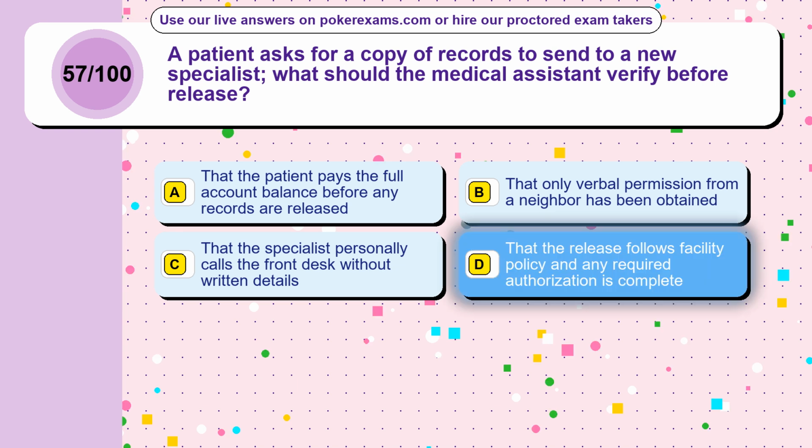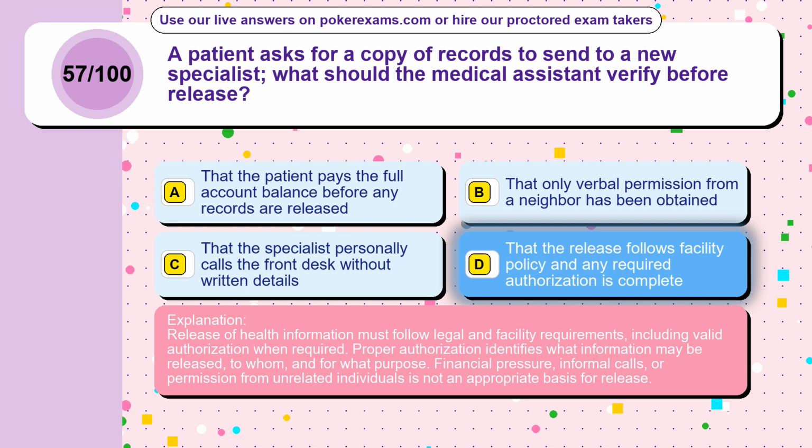The correct answer is option D. That the release follows facility policy and any required authorization is complete. Release of health information must follow legal and facility requirements, including valid authorization when required. Proper authorization identifies what information may be released, to whom, and for what purpose. Financial pressure, informal calls, or permission from unrelated individuals is not an appropriate basis for release.